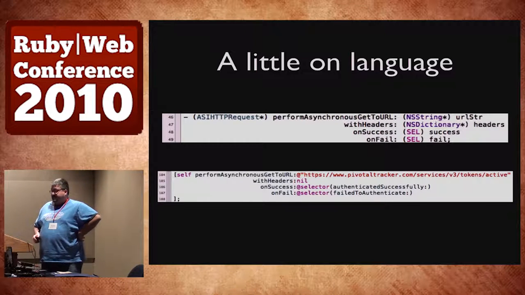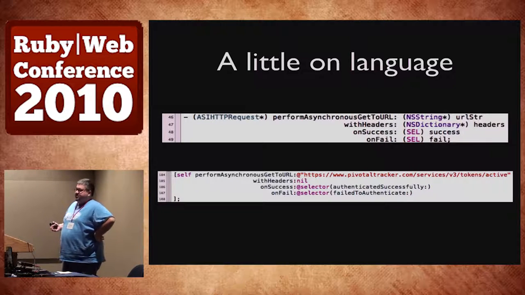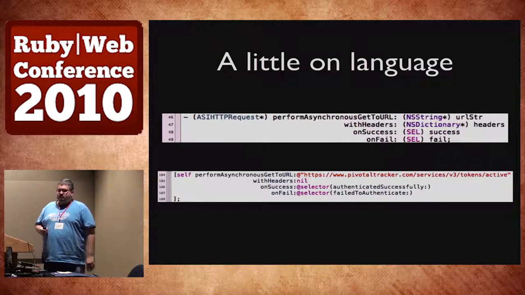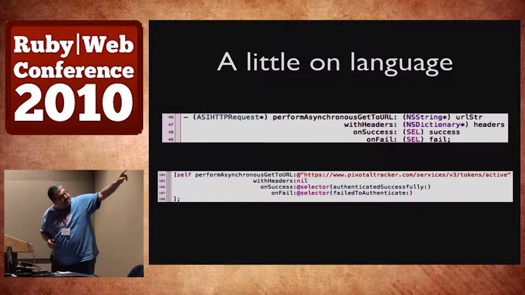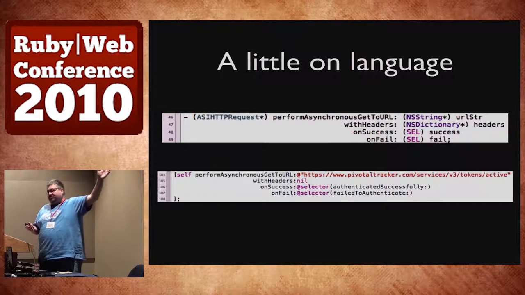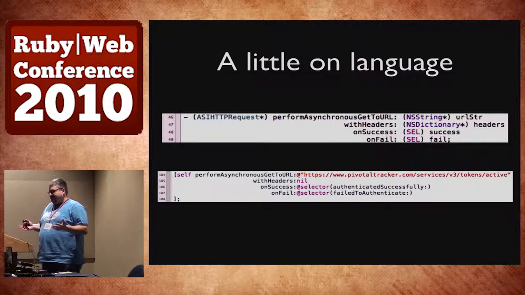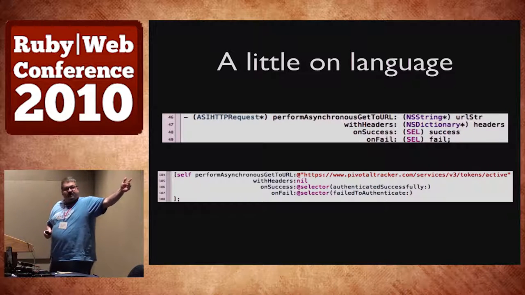This is Objective-C, which is essentially C with Smalltalk extensions. So to some extent, that gives it a little bit of a Ruby flavor. This might look a little bit funny. At the top, you have a method declaration, which you have to do in C. It's something you don't have to deal with in Ruby. And at the bottom, we have an invocation of that method.